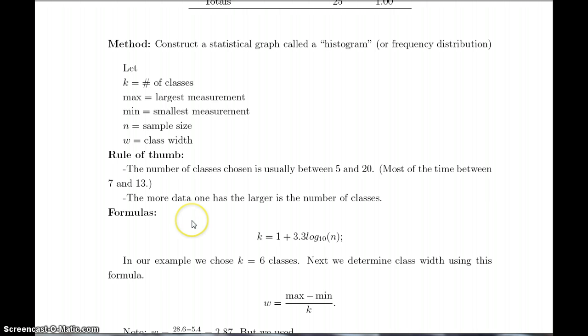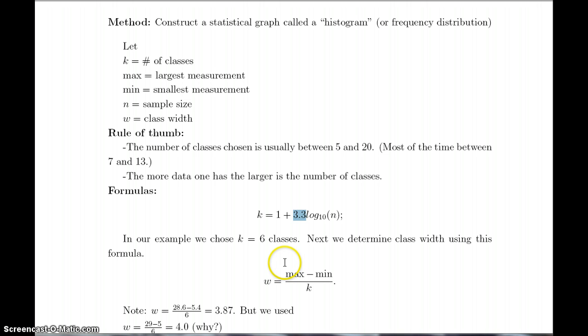Another one is to use a formula which gives you an idea of what the number of classes should be, and in this formula K is how many classes you have. You take the sample size, and you read formulas from inside out. So the sample size is 25, you take the log to base 10 of that, multiply that by 3.3 and add 1 to it. In this case, that would be about 5 point something. You're going to round, because if this is not an integer, you want to make sure it's an integer.